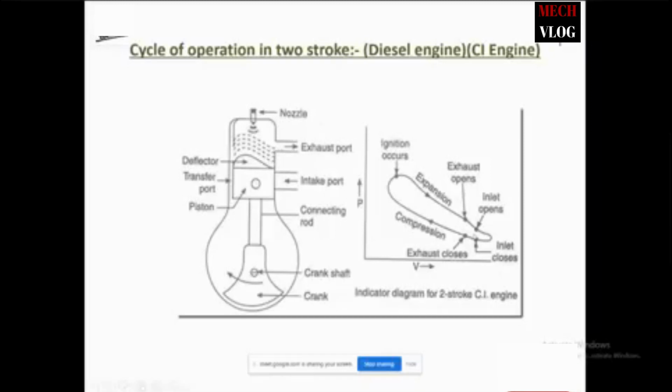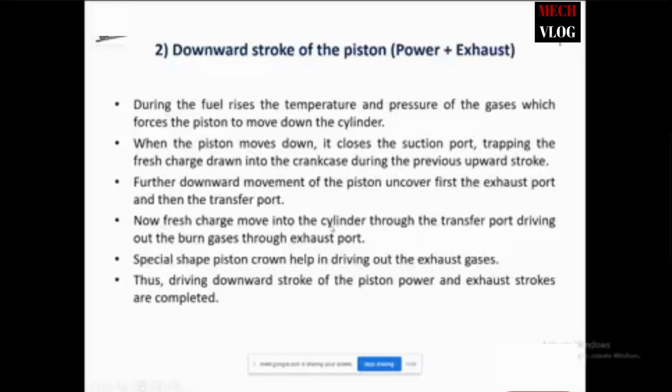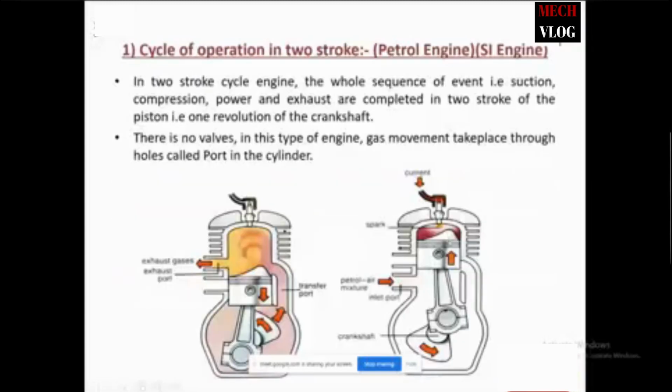Okay, so you can see this compression line. This compression line represents the pressure increases and the volume decreases. That means the piston moves upwards. That means the pressure increases, and the volume of the inside chamber decreases.